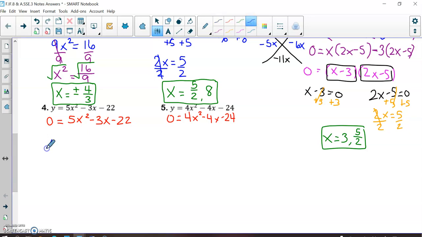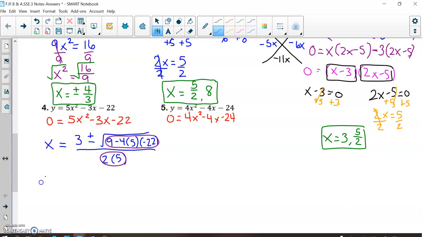So I have it already set equal to 0, so I have x is equal to the opposite of my b value, which would be 3, plus or minus the square root of my b squared, a negative 3 squared is 9, minus 4 times my a value of 5 times my c value of negative 22, all over 2 times my a value, which is 5. Now I'm going to simplify some things. I'm going to simplify what's underneath my square root and also what's in my denominator.